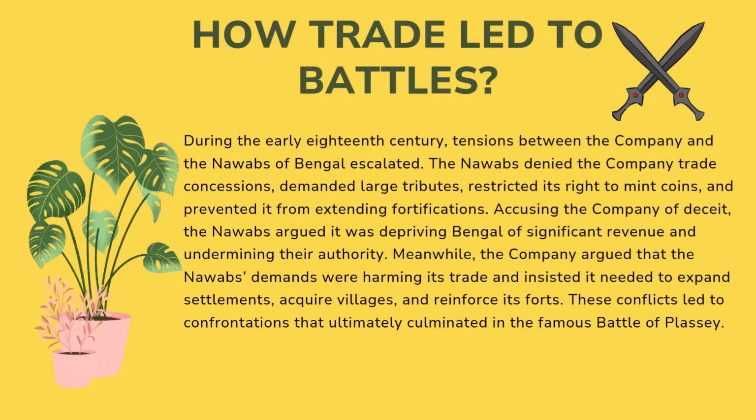How trade led to battles. During the early 18th century, tensions between the company and the Nawabs of Bengal escalated. The Nawabs denied the company trade concessions, demanded large tributes, restricted its right to mint coins, and prevented it from extending fortifications. Accusing the company of deceit, the Nawabs argued it was depriving Bengal of significant revenue and undermining their authority. Meanwhile, the company argued that the Nawab's demands were harming its trade and insisted it needed to expand settlements, acquire villages, and reinforce its forts. These conflicts led to confrontations that ultimately culminated in the famous Battle of Plassey.